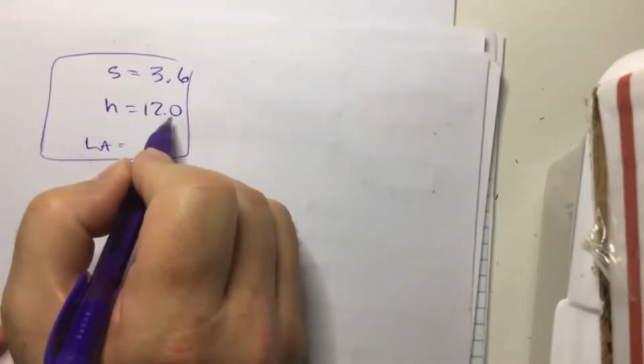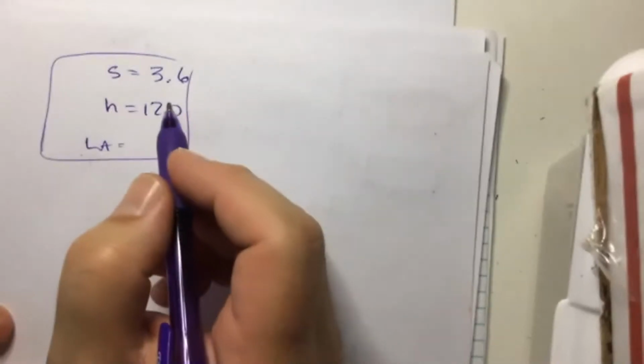Here. So this is what I have. I have the side length of the base is 3.6, the height is 12.0, and I'm looking for the lateral area. Sophia, what were you asked to find? Lateral area, surface area, or volume? Lateral area. Okay. Brianna, what were you asked to find? Surface area. Okay. Kyla?